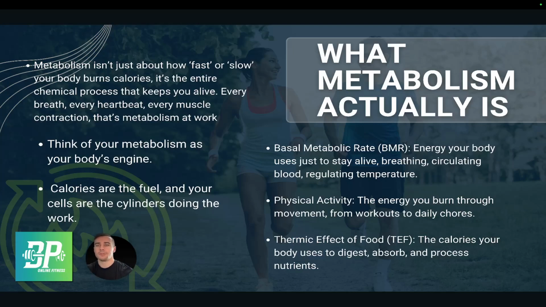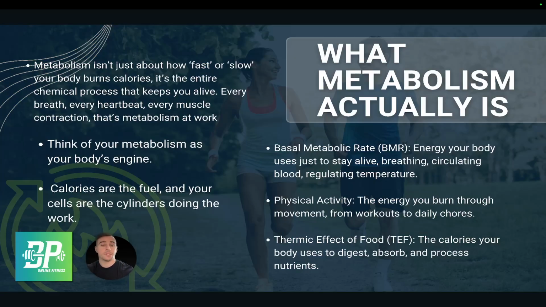Metabolism itself isn't just about how fast or slow your body burns calories. It's the entire chemical process that keeps you alive: every breath, every heartbeat, every muscle contraction. That's metabolism at work. Think of your metabolism as your body's engine. It's more than just what we think about when it comes to burning calories. Calories are just the fuel, and your cells are the cylinders doing the work and keeping the body going.